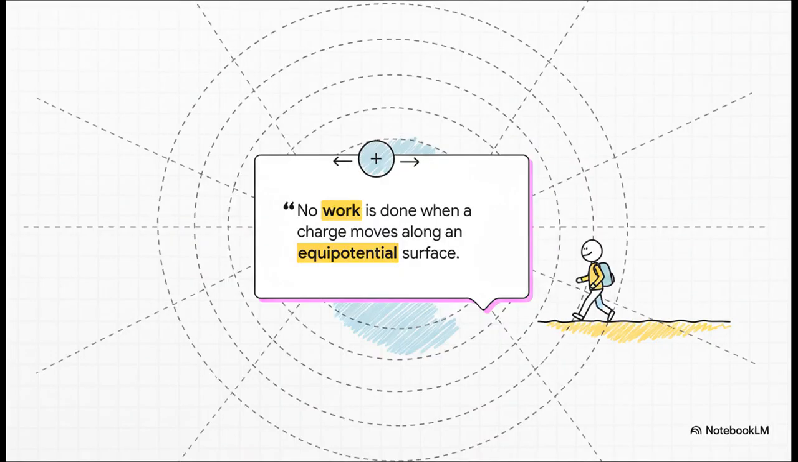And this is the most important takeaway. If work only depends on the change in potential, then what happens if there's no change at all? Right. 0 work is done. Moving the charge along an equal potential surface is the electrical version of walking on perfectly flat ground. You're not fighting against the field, not one bit.